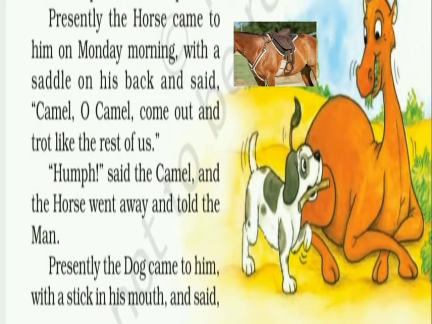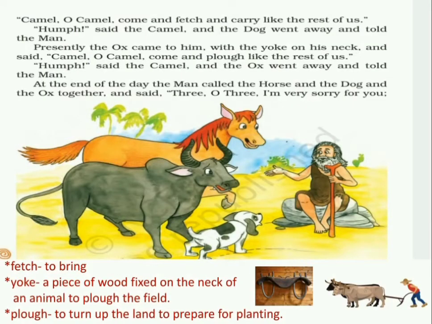Then presently the dog came to him with a stick in his mouth and said, you can see in the picture, the dog came to the camel. So what did it have in its mouth? Right, a stick. "Camel, oh camel, come and fetch and carry like the rest of us."